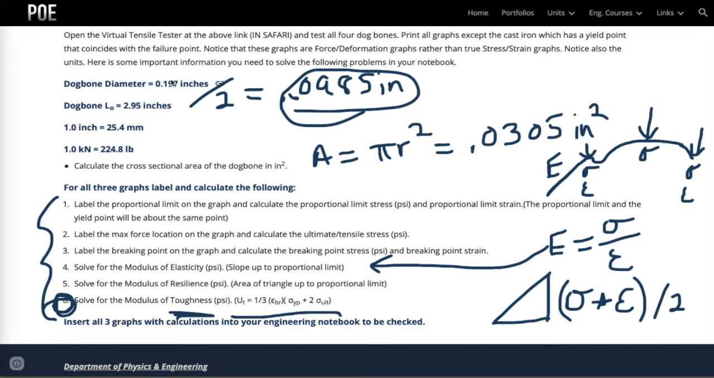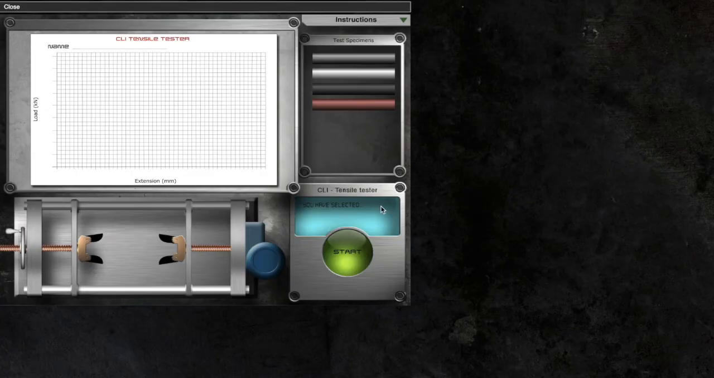All right, so if you click on the virtual tensile tester and you're in Safari, it'll open up the tensile tester. We'll go ahead and do that. And here's what we have. We have a graph, and you'll see it's load in kilonewtons versus millimeters. And so we want to obviously figure out stress and strain on this. We don't want this graph. Here's the little pull aparter thingy. And here's our 4 different things we're going to test.